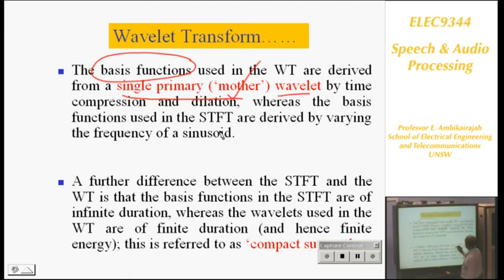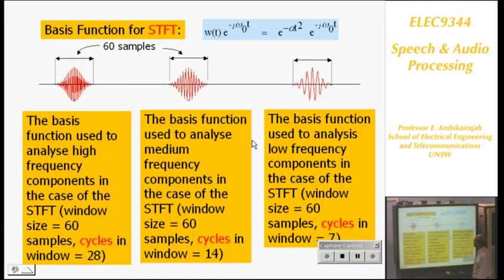So I'm comparing the short time Fourier transform with the wavelet transform. You can read through that paragraph, and it tells you what the differences are. Let's take the short time Fourier transform and see here. The window size is fixed, no change. So the number of cycles in the window varies. For high frequency, the number of cycles is 28, here 14 and 7.